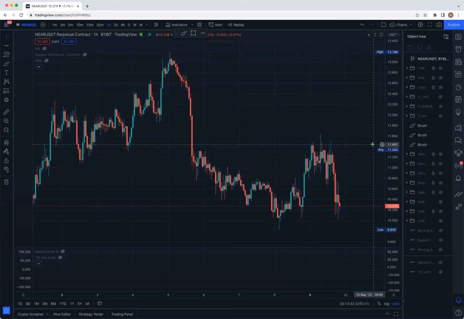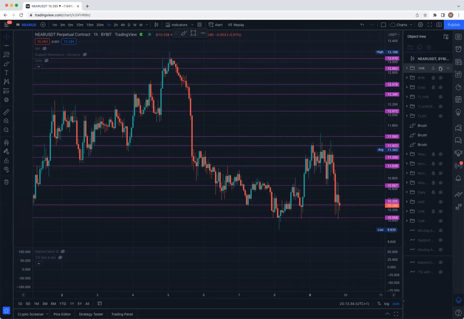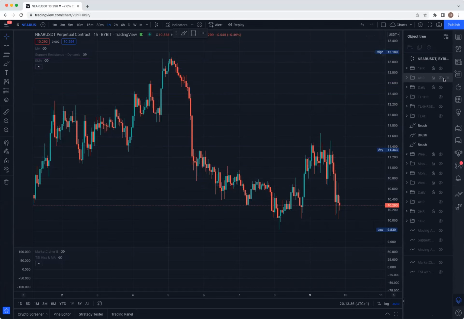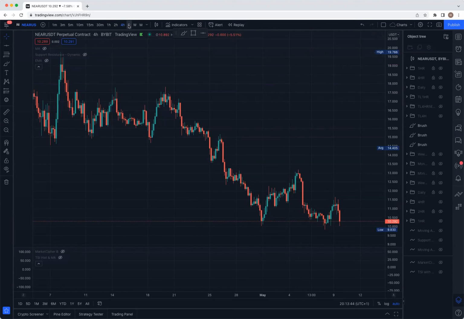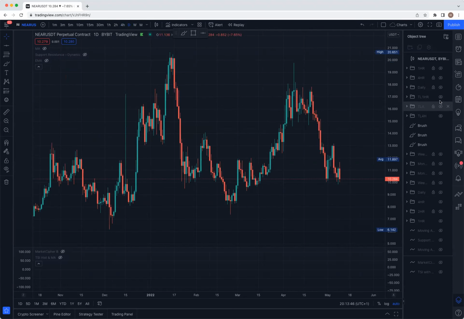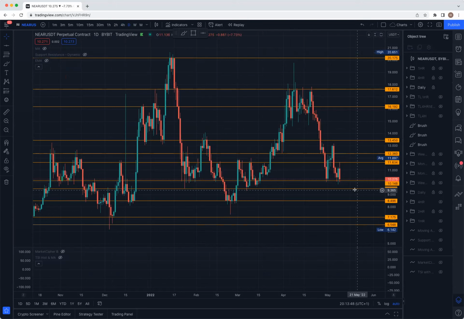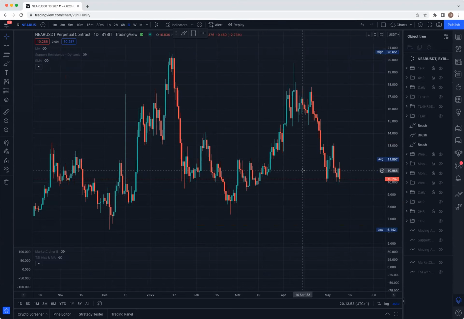So it's clean. Do you understand? If you want to see those lines, you just open it. Then you see your lines. If you want to see the 4 hour, you go into the 4 hour, and then you open it, and you see your lines. If you want to go to the daily, you go to the daily time frame at the top, and then you open your daily, and you see your lines. Okay, that is as simple as that. Is that clear?